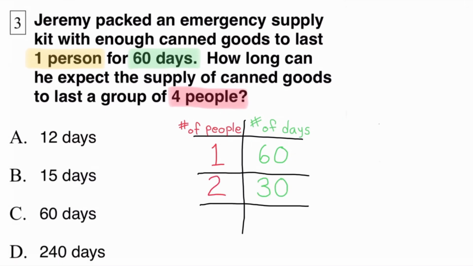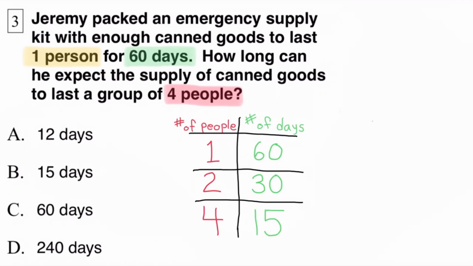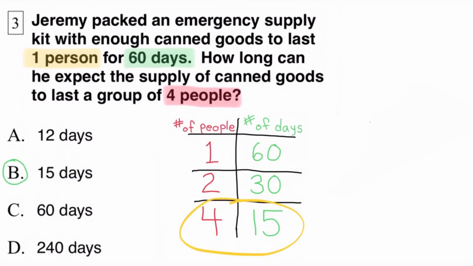When you divide 60 days worth of food by 2 people, it becomes 30 days worth of food. If the amount of food would last 30 days for 2 people, then for 4 people it would last only 15 days. The correct answer would be B, 15 days for 4 people. There would be enough food for 4 people for 15 days.